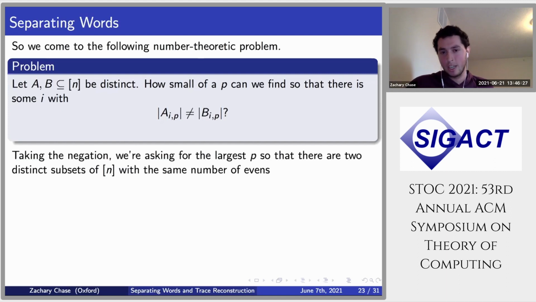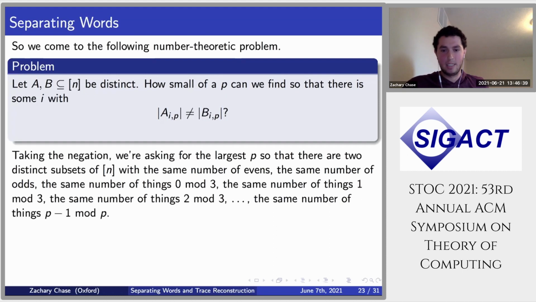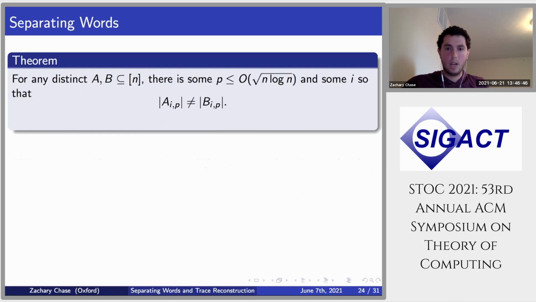So taking the negation, just to get some intuition for the problem, we're asking for the largest p so that there are distinct subsets of n with the same number of evens and the same number of odds, the same number of things 0 mod 3, the same number of things 1 mod 3, etc. So it's a pretty natural question. And the answer is root n. So for any distinct A and B, there's some prime p at most some constant times root n log n, and some I, so that the number of things in A that are I mod p differs from the number of things in B that are I mod p.